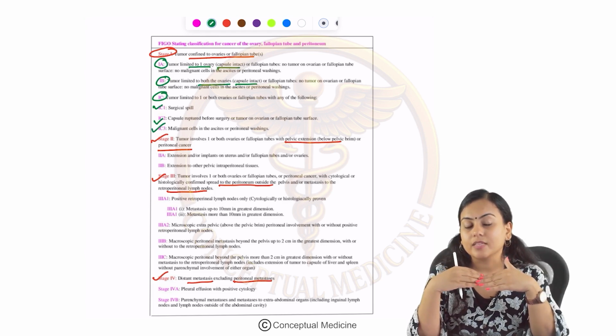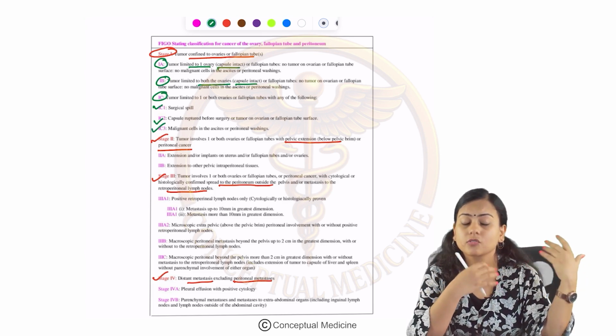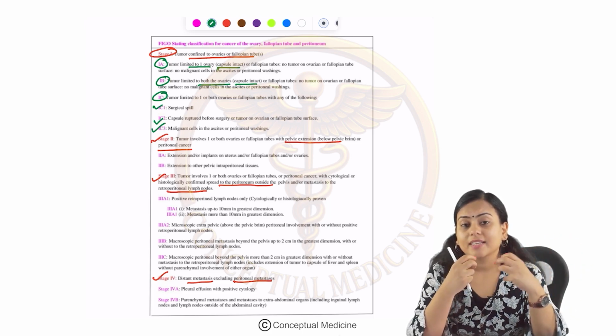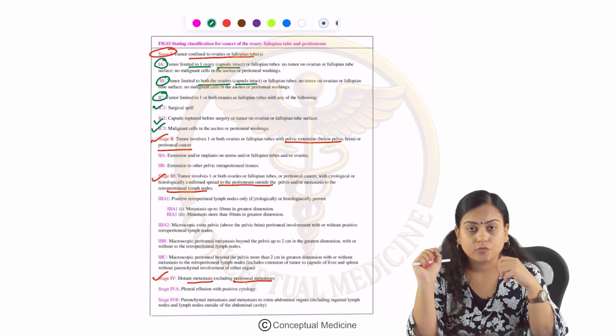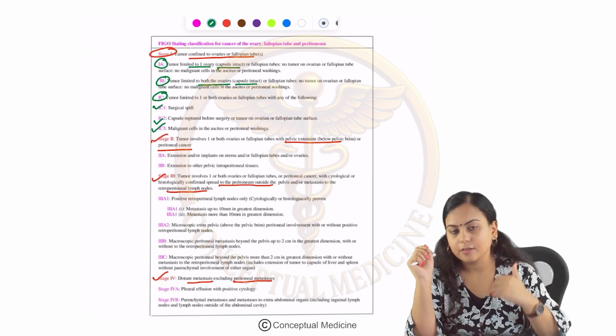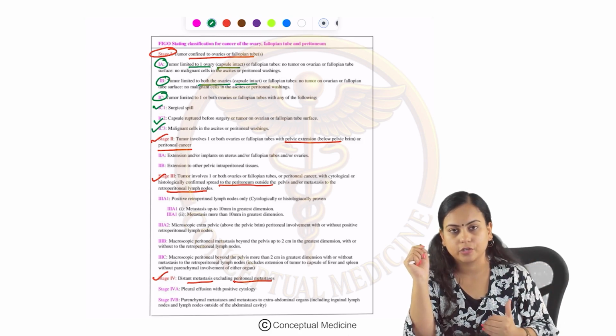Stage 1C3 means the capsule would have ruptured already long before. You don't know, or the patient also doesn't know. But what would have happened? The cancer cells would be found in the ascites or when you take peritoneal washings during surgery. Clear? So you just upgrade the stage. That's it. 1C1, 1C2, 1C3. There should be no confusion here, right?